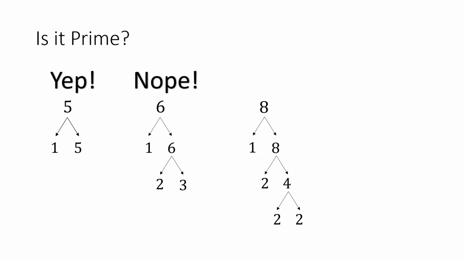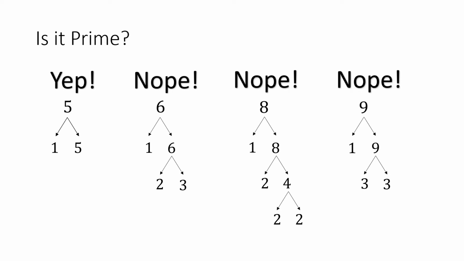Let's look at 8. Same thing with 8. If we break apart 8, it has a lot more factors than just 1 and itself. So it is not prime either. Last one, let's look at 9. If we break apart 9, 9 also has more factors than just 1 and itself. So 9 is also not prime. So here, the only example of a prime number would be the 5.